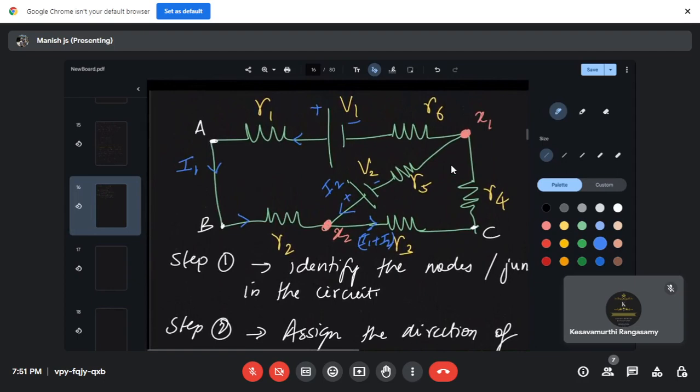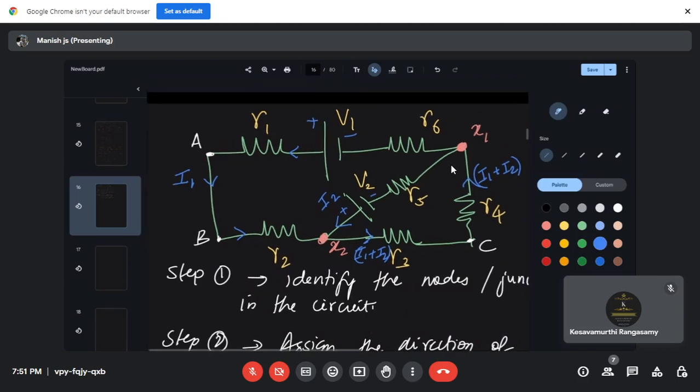The same current will also pass through R4, which is I1 plus I2, because both are in series combination. I told you in series combination, current is the same, isn't it? Even R1 and R2 are in series. That is why the same current is passing through them. R3 and R4 are also in series, so the current is the same. Now, next, what happens through R6?